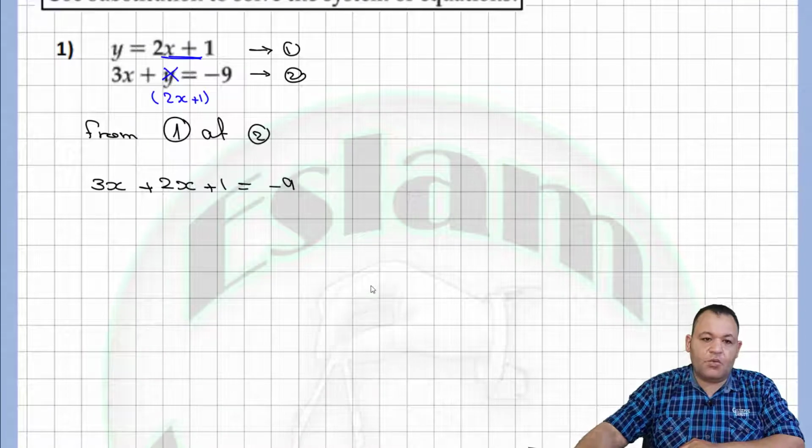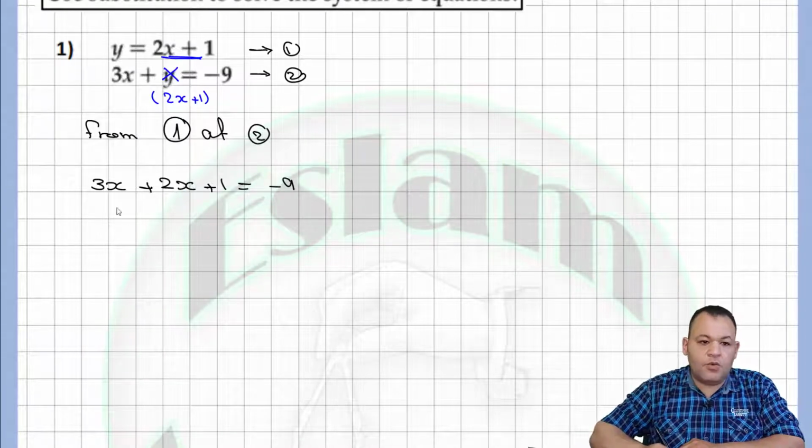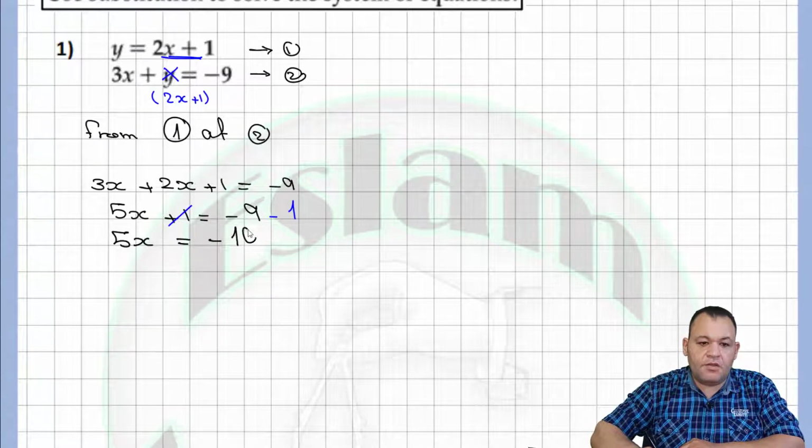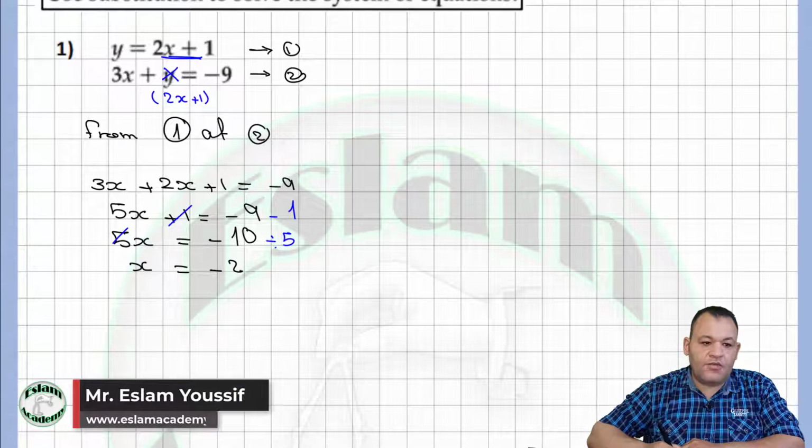Now by solving the equation, 2x plus 3x equals 5x. So 5x plus 1 equals negative 9. Now, the positive 1, if you shift it, it will be negative 1. So we have 5x equals negative 10. Now we can divide by 5. So we can say that x equals negative 2. That is the value of x.